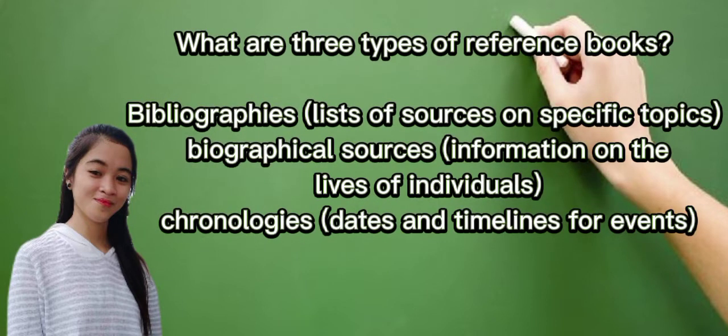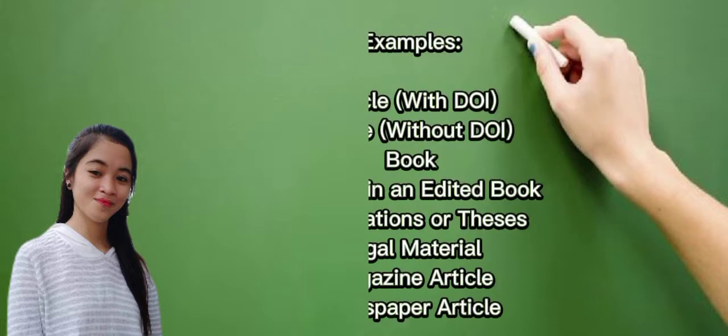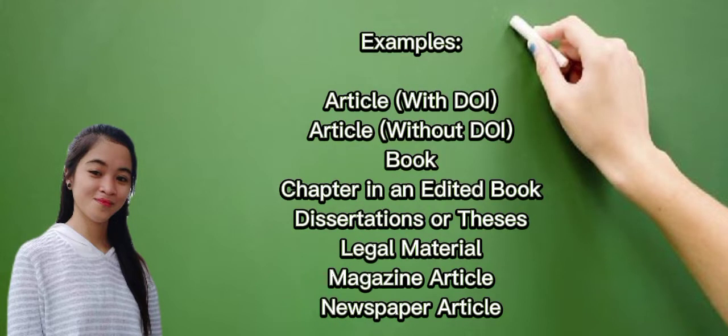3 types of reference books: bibliographies, list of sources on specific topics; bibliographical sources, information on the lives of individuals; chronologies, dates, and timelines for events. Examples are article with DOI, article without DOI, book, chapter in an edited book, dissertation or thesis, legal material, magazine article, newspaper article.